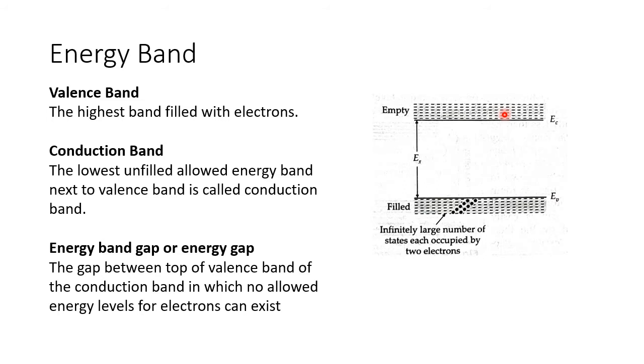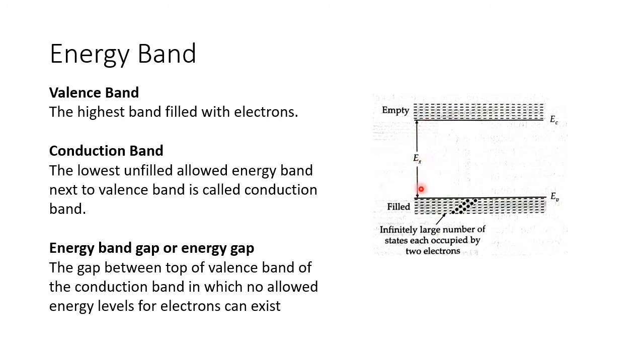Next is the conduction band. The conduction band is the unfilled energy band next to the valence band. These are unfilled. So what happens when a solid conducts? An electron from the filled valence band moves to the conduction band, which is the empty band. So what is the conduction band? The lowest unfilled allowed energy band next to the valence band is called the conduction band. This empty band is the conduction band having energy EC, and this filled band has energy EV.